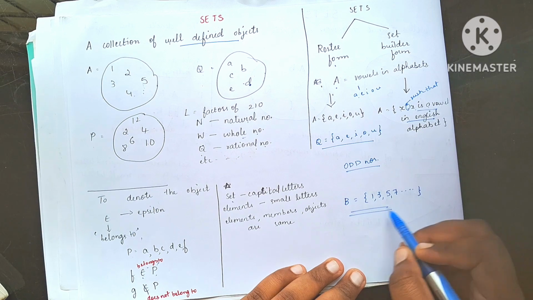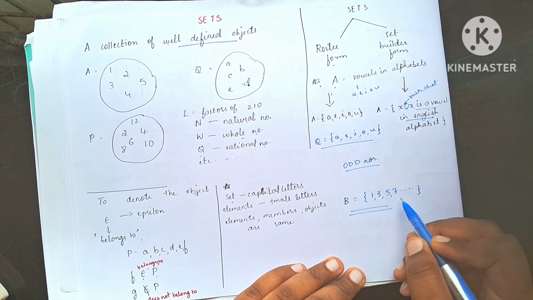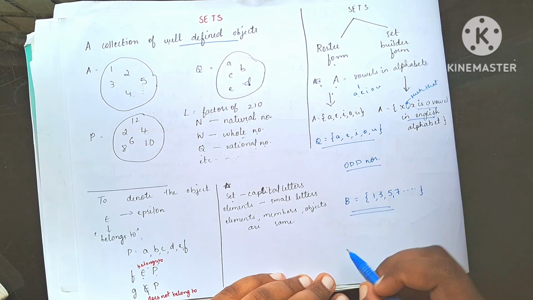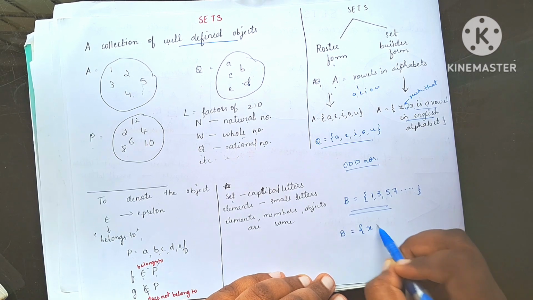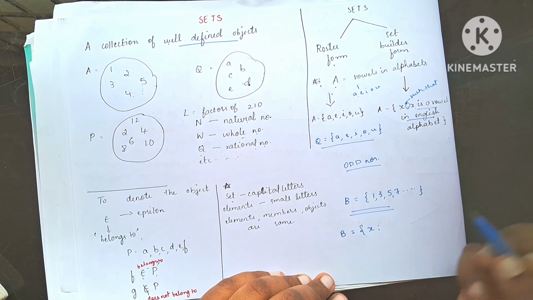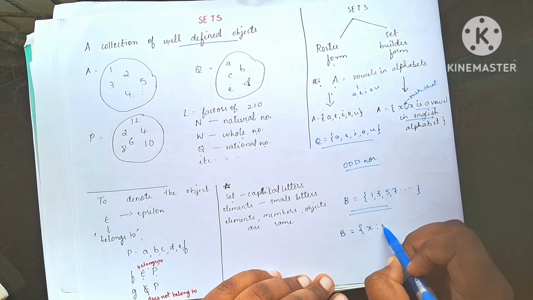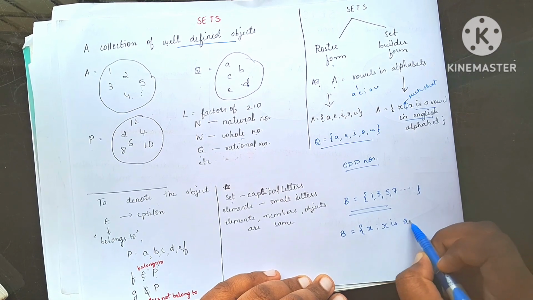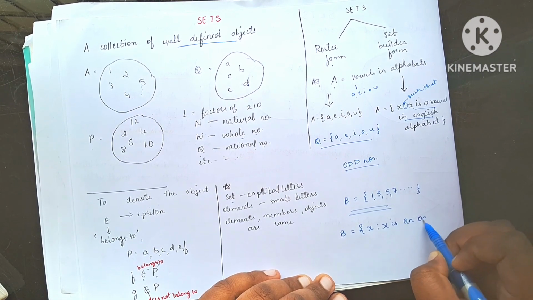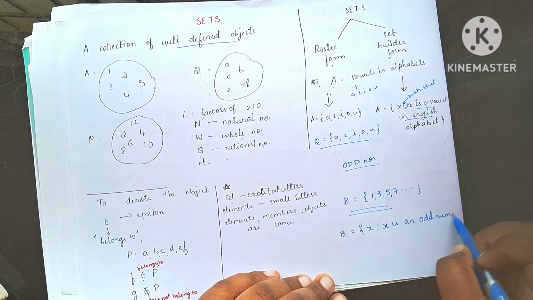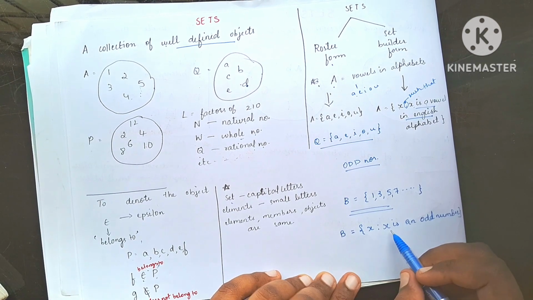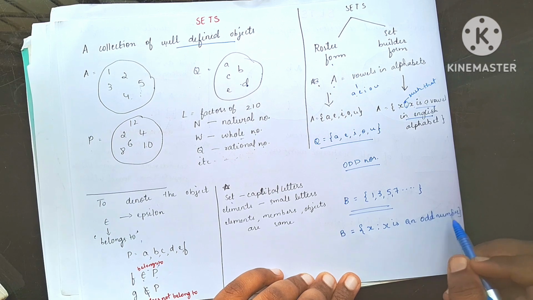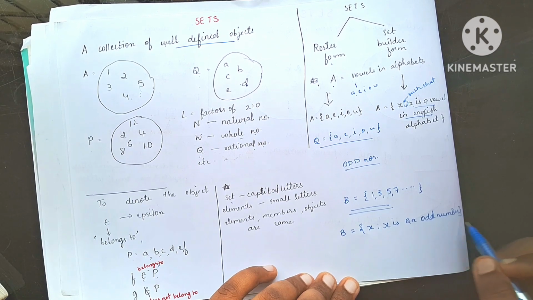What is the relation here? That is, all these are odd numbers. So how do I write in set builder form? Set B is the set of x such that x is an odd number. Here x is just a variable. To be more specific, you could also write that x is a positive odd number, but x is an odd number is also fine.